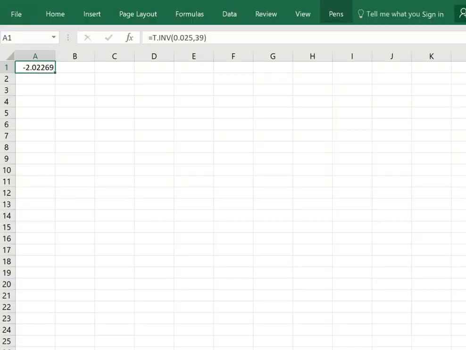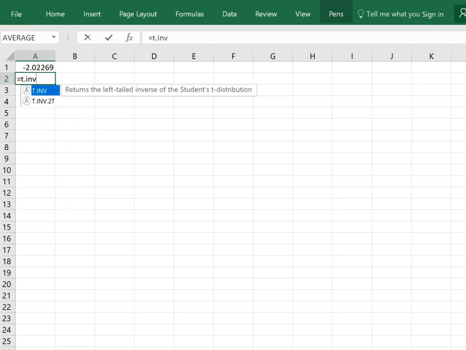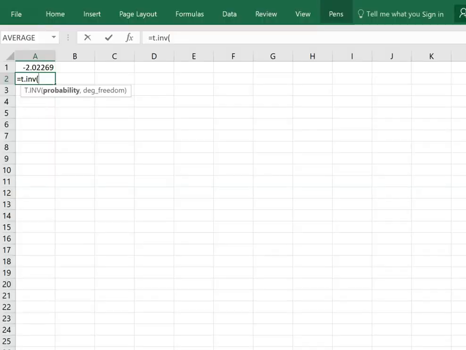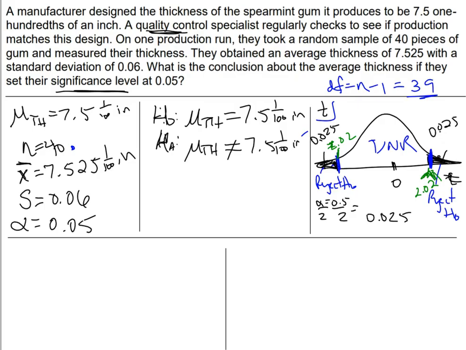But if I go back to Excel, I just want to think about how I would find that value in Excel. Remember, my t dot inverse is asking for the probability to the left. So if I want 0.025 probability to the right, how much probability is to the left? If I've got 0.025 probability to the right, that means I've got 0.975 probability to the left. So, 0.975, and again, I had 39 degrees of freedom. Oh, did I hit 38? I did. There we go. Now they should be symmetric. They should match up, right?